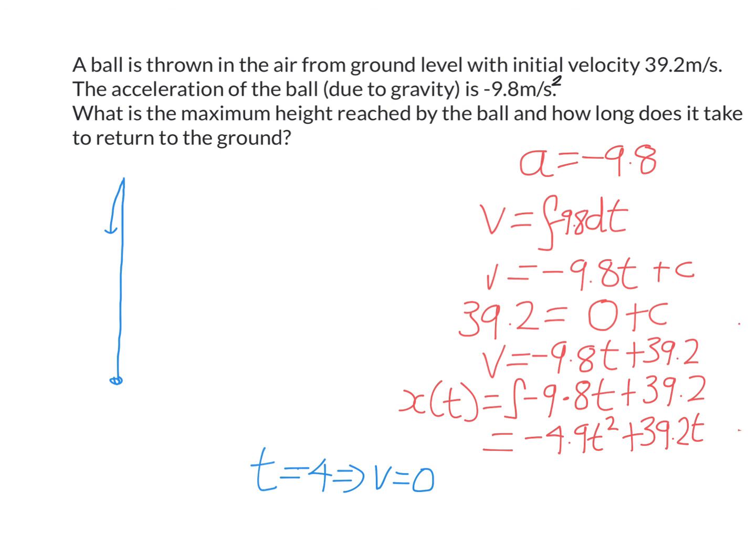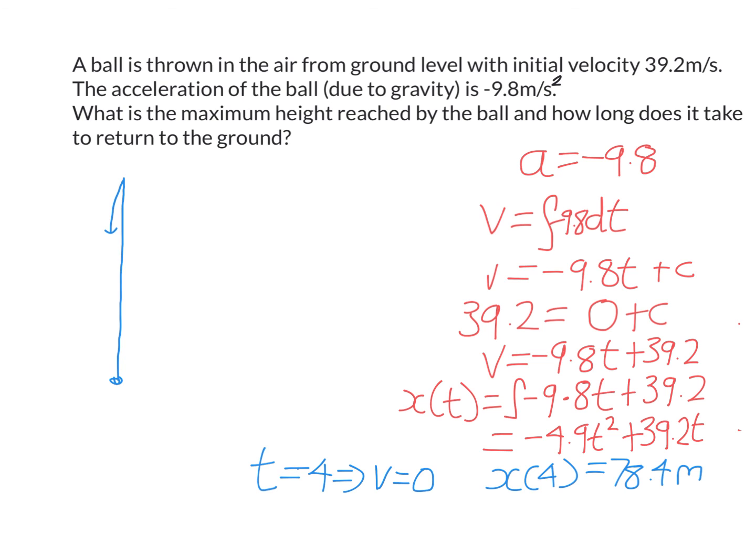So what is the height of the ball when t equals 4? Well, I just have to substitute 4 into there. So I get x(4), substituting that in, I get 78.4. So because everything was in meters per second, this will be 78.4 meters. That will be the maximum height, and it'll be reached after 4 seconds.